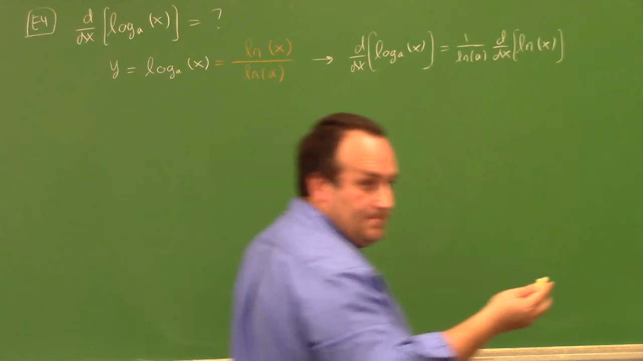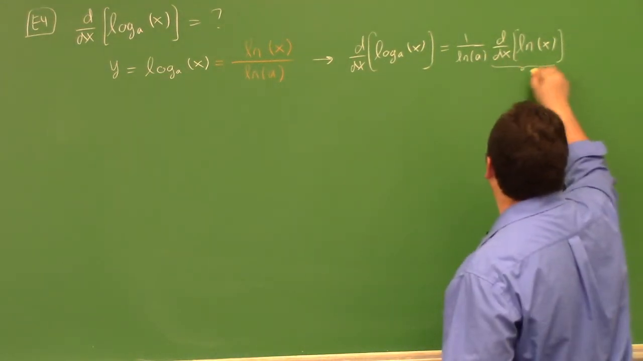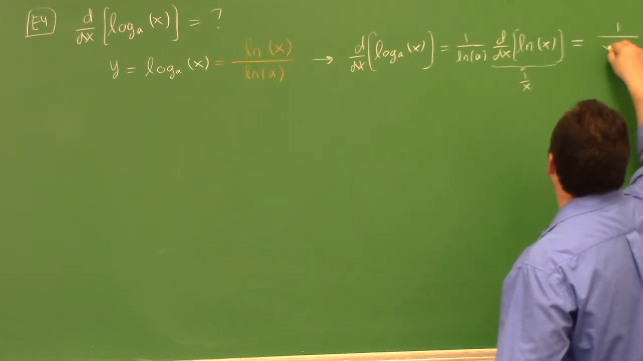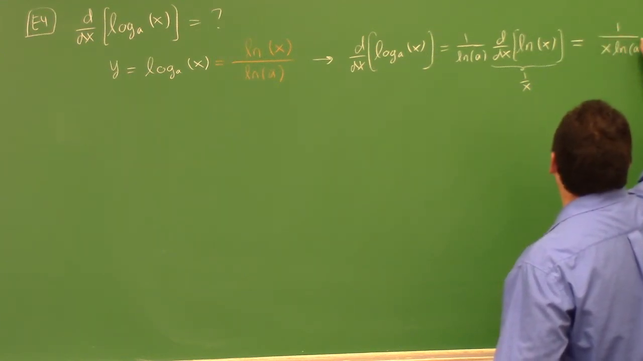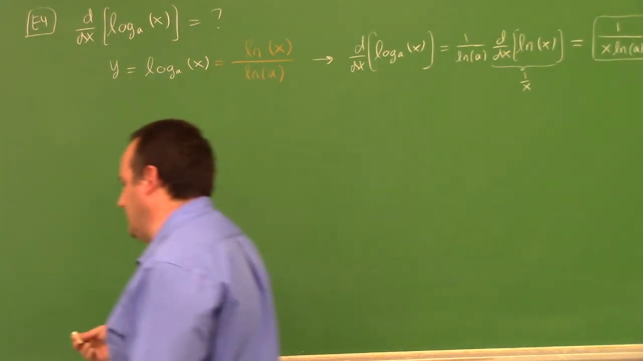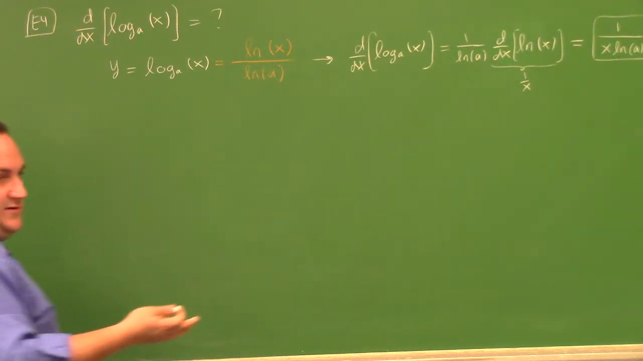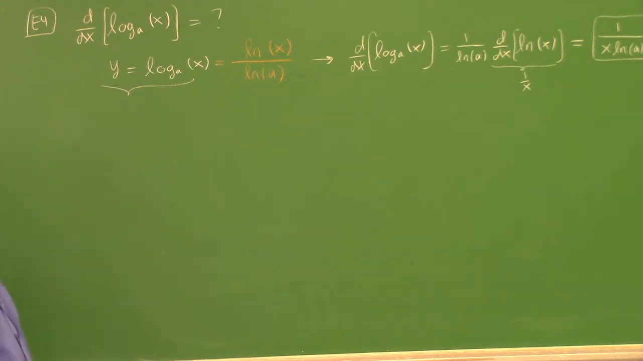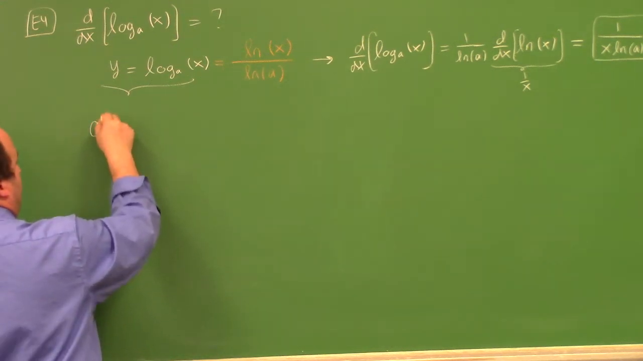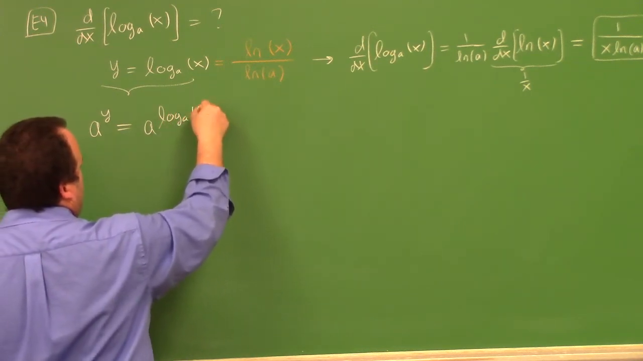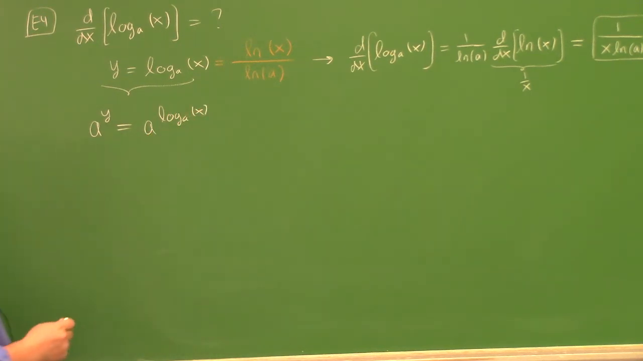One over x, right? So the answer is 1 over x times the natural log of a, if you like. That's the derivative here. Now, another way to do this problem would be to take this and raise both sides to the a power. So a to the y is a to the log base a of x, right? So I'm going to show you an argument that doesn't involve the change of base formula, all right?